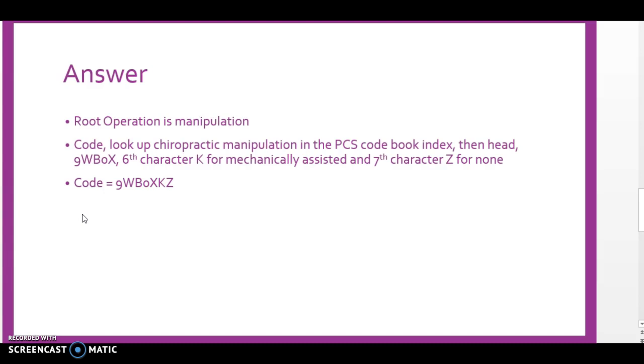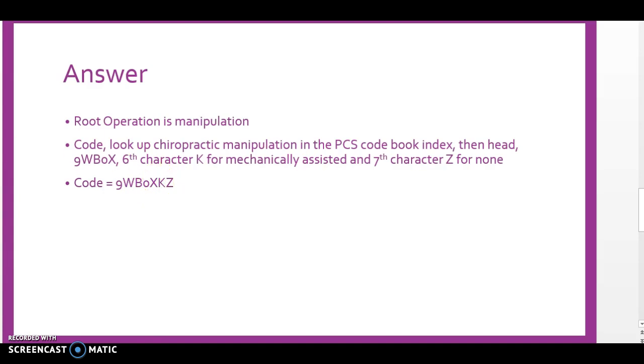Character 4 and 5 are given to us, 0 and X. So now we just have to pick character 6 and character 7. So once you're at the table, you'll see that we're going to pick character K for our 6th character, which is for mechanically assisted. And then character 7, or the 7th character, Z, which is for none, because there wasn't a qualifier. So the code we're going to assign is 9WB0XKZ.